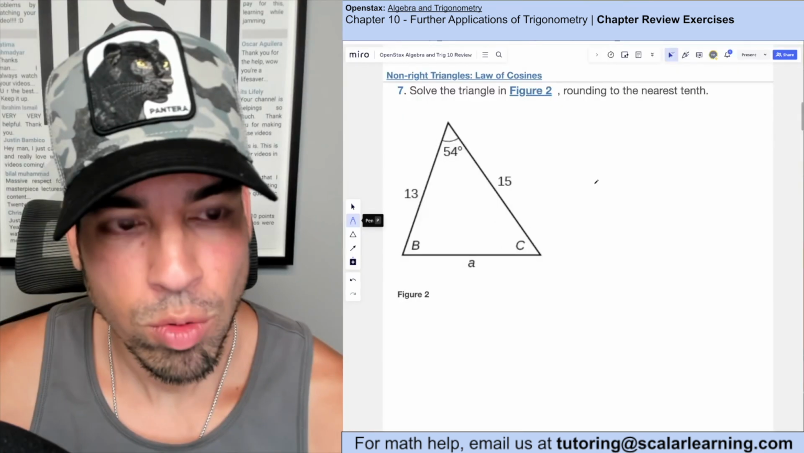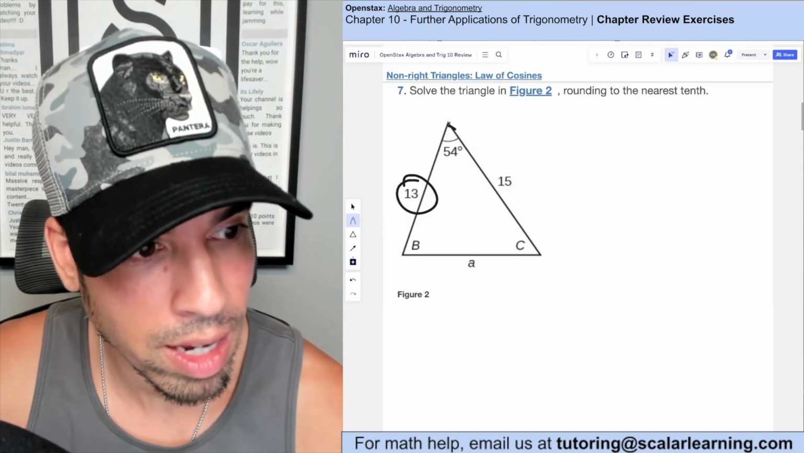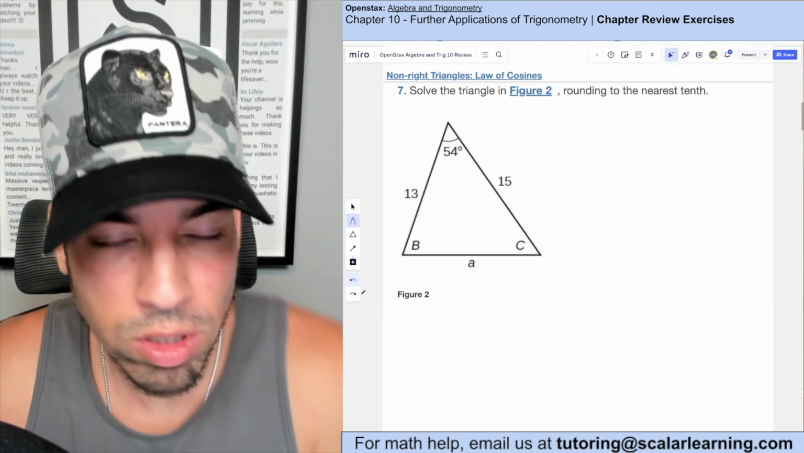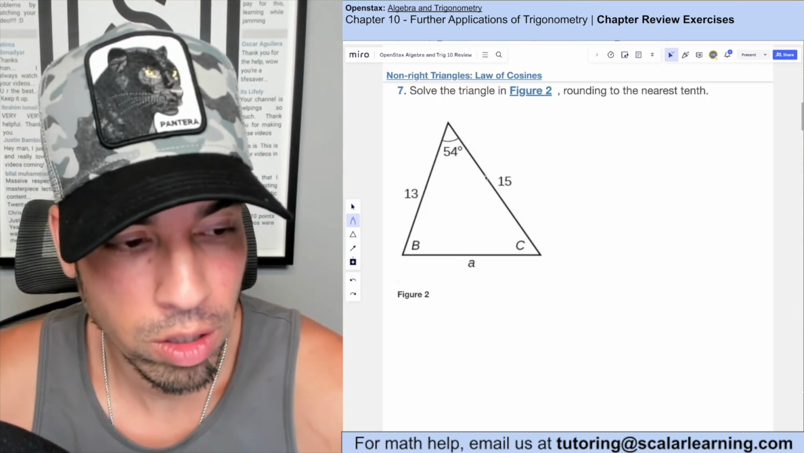Boom, done. So for this one, we're meant to solve this using the law of cosines. And since we're starting out with side, angle, side, we know that there's not going to be multiple triangles. There's only one triangle, so we're good to go with just a single triangle. So let's solve for it.